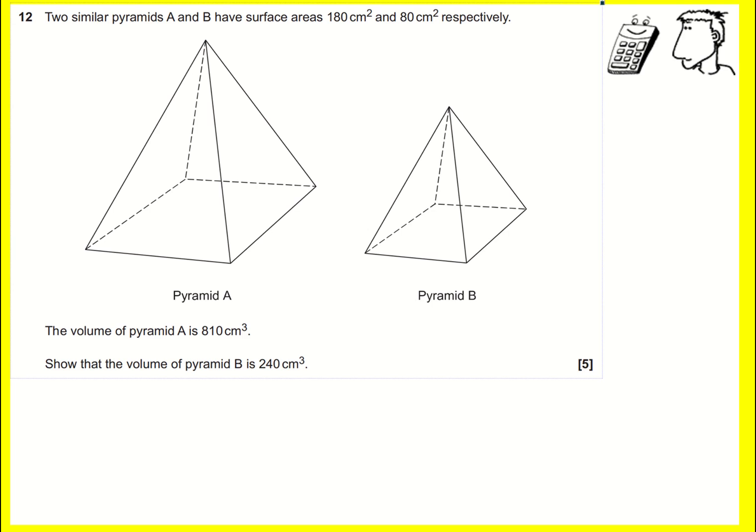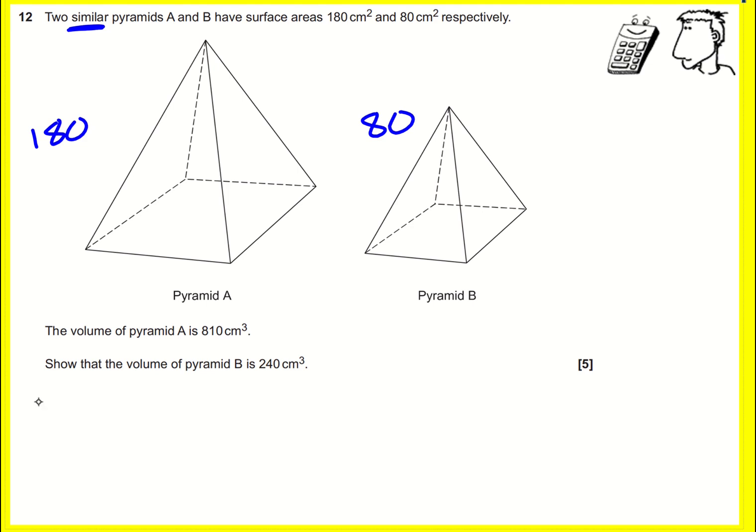We're not given any lengths of the pyramids in this question, and hence the key thing is this word here, similar. So we've got to use the fact that they're similar to help us solve this question. We're told that A has a surface area of 180 centimeters squared, so I'm just going to write that in blue, and then 80 for pyramid B.